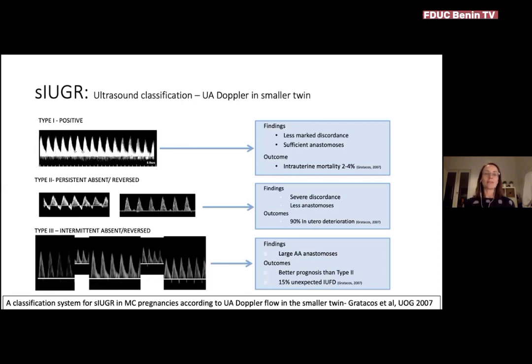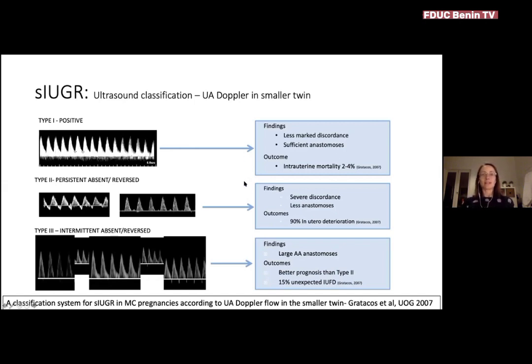The overall outcome is a better prognosis than type 2, so it doesn't usually progress as surely as type 2 does. But unfortunately, because of the large transfer of blood volume, it can lead to unexpected fetal death in about 15% of cases, which makes it very difficult to know how to manage, because even if we monitor them frequently, this intrauterine fetal death can occur without any warning. And it's not possible to deliver them all before that happens.